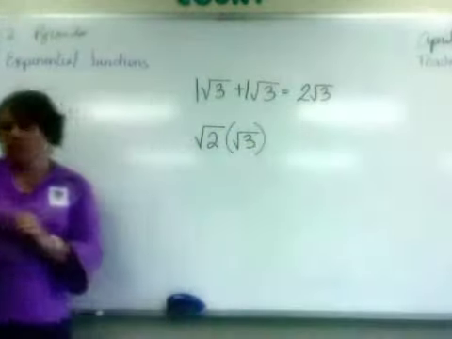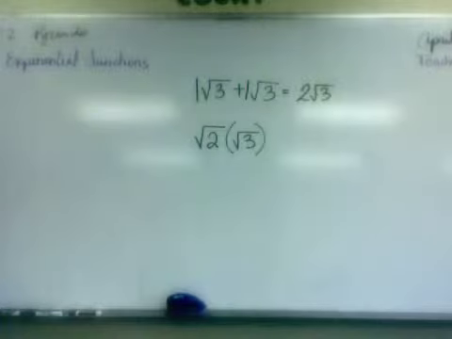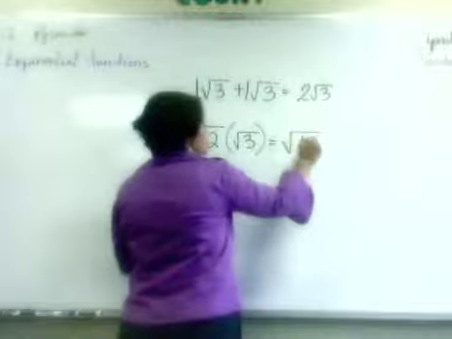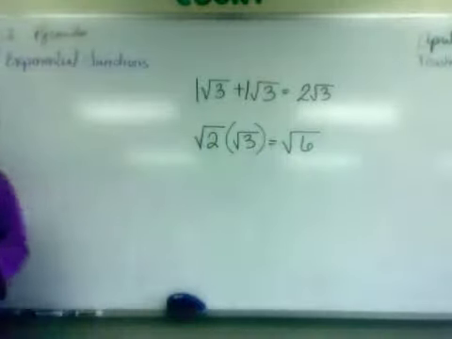Now, when you're multiplying radicals, do they have to be alike? No. It's just like multiplying variables. You don't have to have them alike. How do you multiply these two radicals together? You multiply the thing under the radical. The two numbers under the radical are combined to give you the square root of 6.